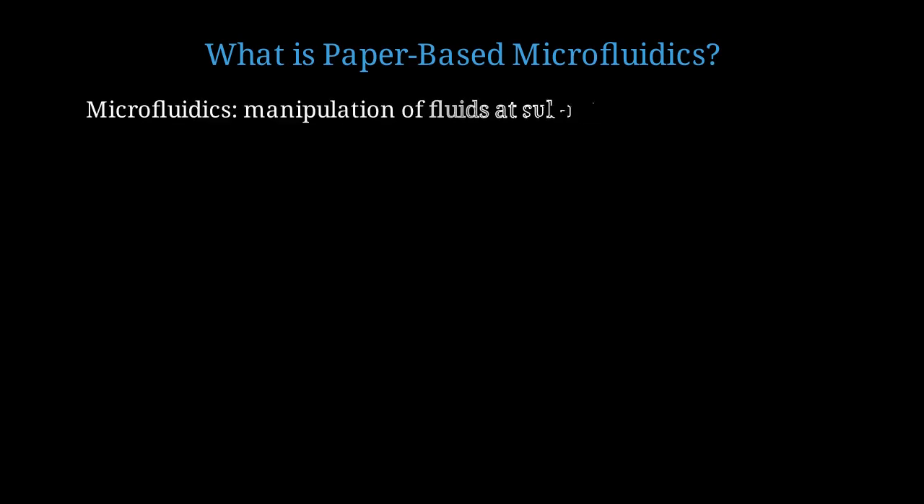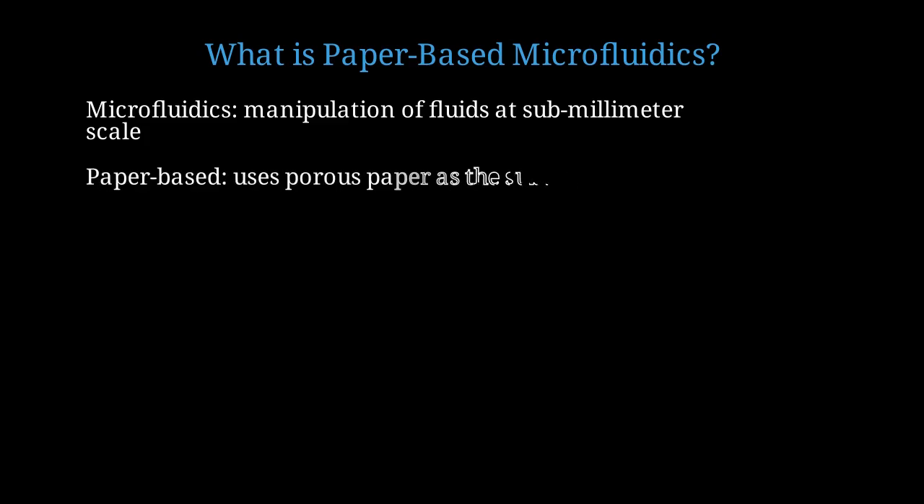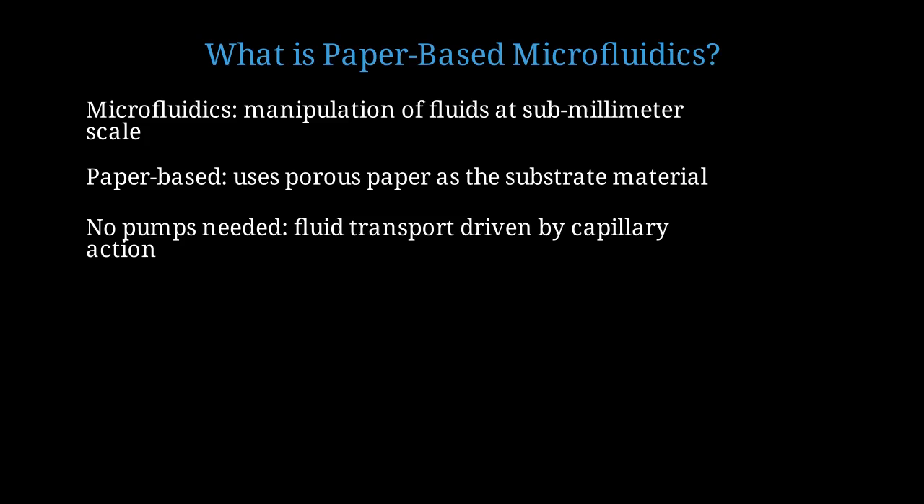First, let's understand what paper-based microfluidics actually is. Microfluidics is the science of manipulating fluids at the sub-millimeter scale, typically in channels ranging from tens to hundreds of micrometers. Paper-based microfluidics uses porous materials, like cellulose paper, as the substrate. This creates channels and reservoirs within the paper matrix. The revolutionary aspect is that these devices require no external pumps. Fluid transport happens automatically through capillary action.